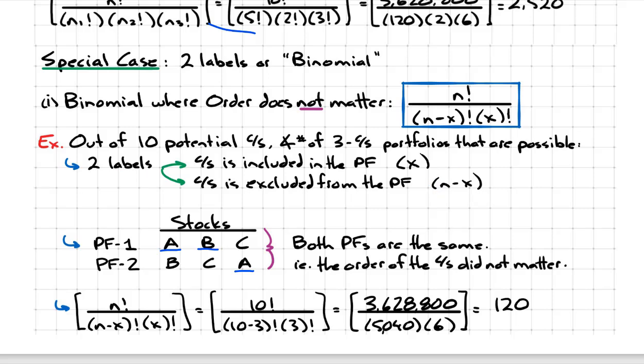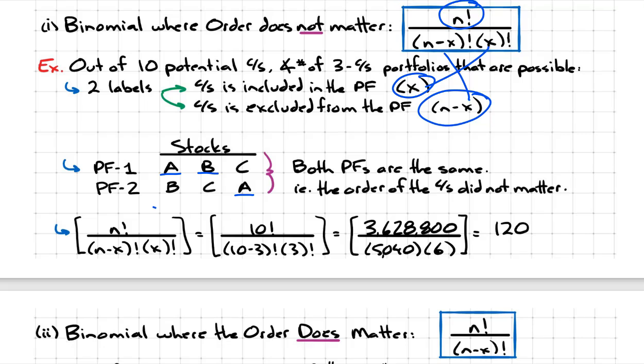So therefore, what we just did here is we established all the values for this framework. So here we go, I'm just going to restate it. We have a total of 10 objects, and we have 2 labels, or 2 categories, if you will. One category is the stocks that are not included, so that would be the 7 stocks not included. And then the other category is the 3 stocks that are included.